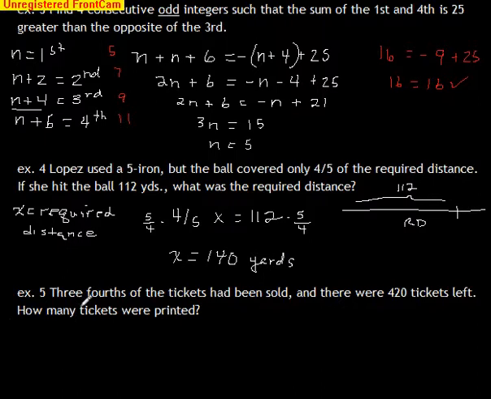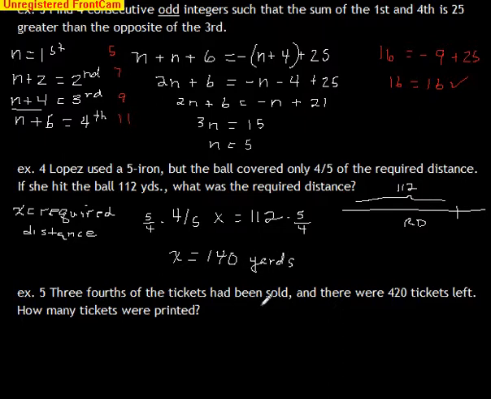Okay, the last one. 3/4 of the tickets had been sold, and there were 420 tickets left. How many tickets were printed? I'm not sure if the diagrams are helpful. In Algebra 2, we'll definitely use the diagrams. I think we can do it without the diagrams right now.